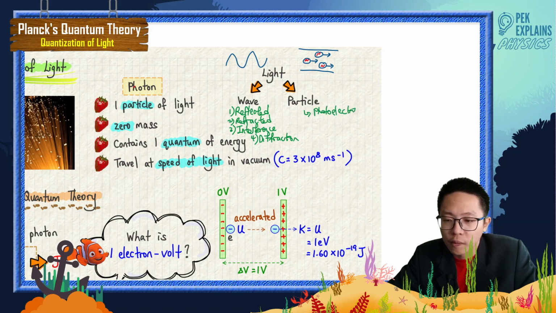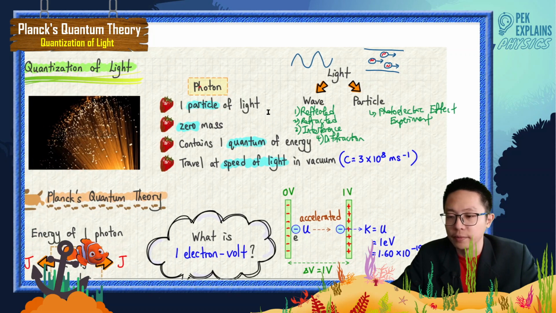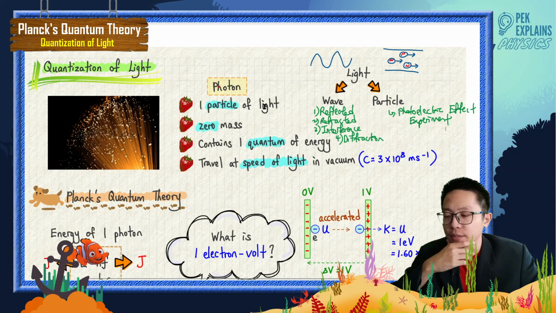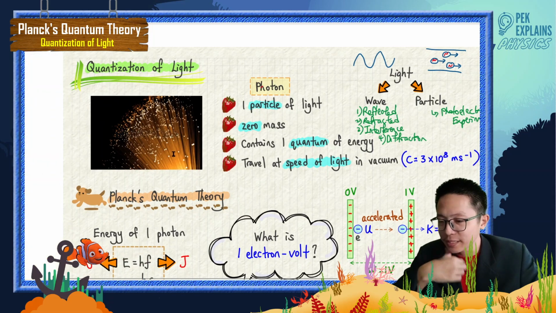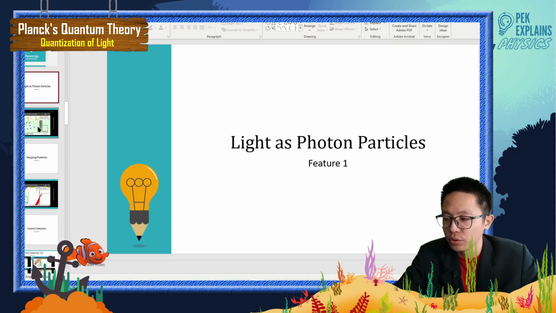It is shown in the photoelectric effect experiment. So you see this light, just like particles. You see there are many particles in the light. I have a simulation to show you. Okay, this is the simulation.